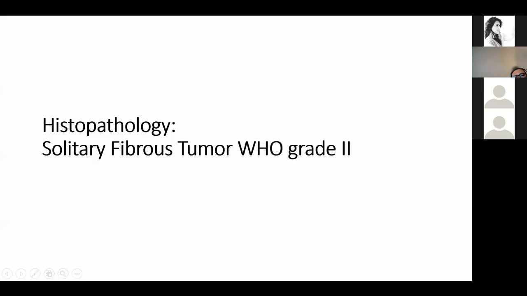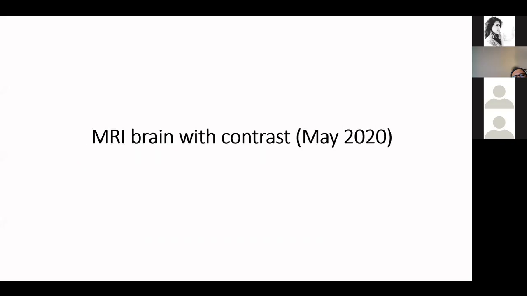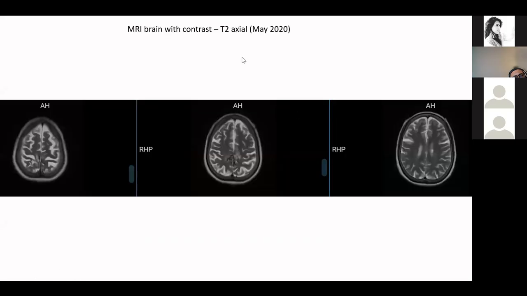So on histopathology, it came out to be solitary fibrous tumor, WHO grade 2. MRI brain with contrast was repeated again in May 2020. So this was a scan done in May 2020. Can the radiologist please comment on the scan? Thank you.